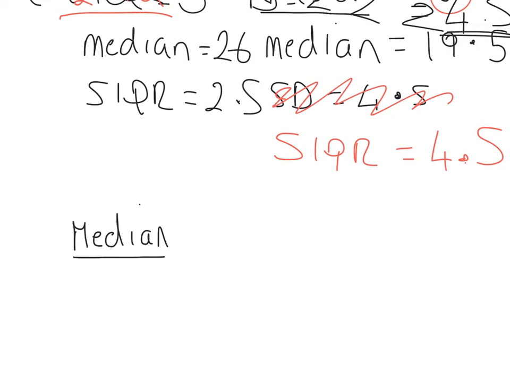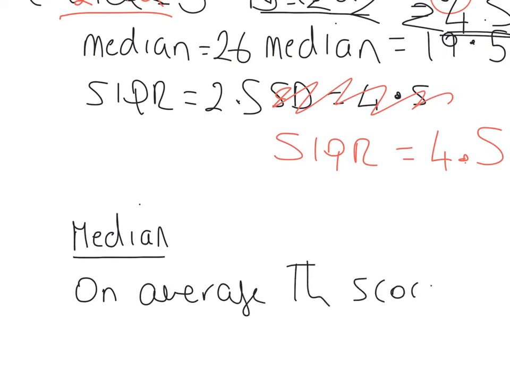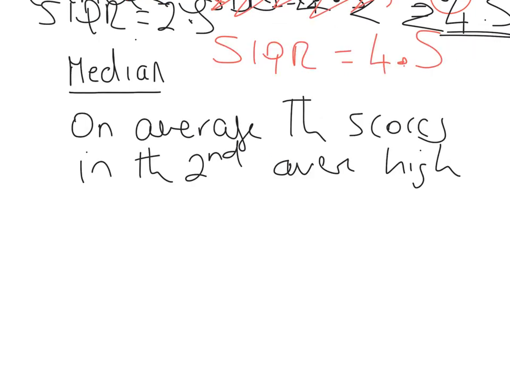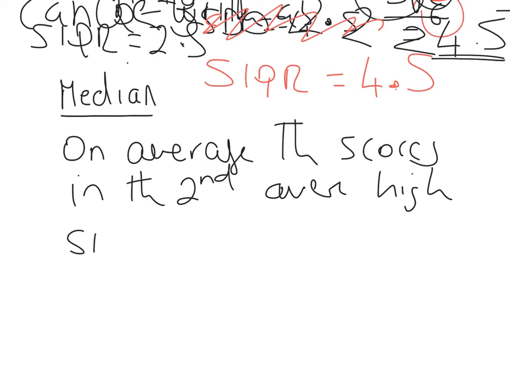So a comment on the median. So a numerical comparison, a comment about it being on average, and a numerical comparison in the context of the question. So on average, the scores in the second round were higher since 26 is greater than 19.5.